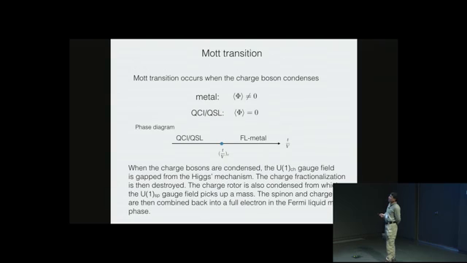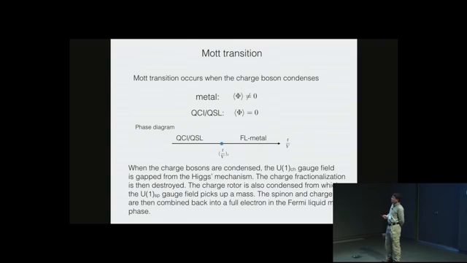So this is the phase diagram as we tune T versus U versus V. When this thing is very small, we have the Mott insulator phase. When this thing is large, we get a Fermi liquid metal. When the charge boson condenses, the internal gauge field in the charge sector is gapped by the Higgs mechanism. The charge fractionalization is destroyed.